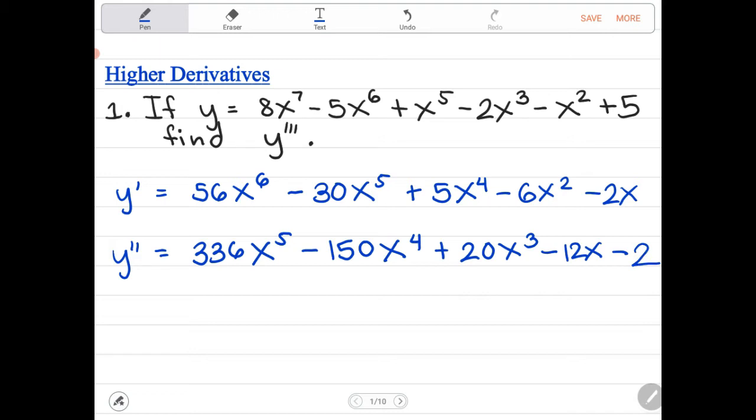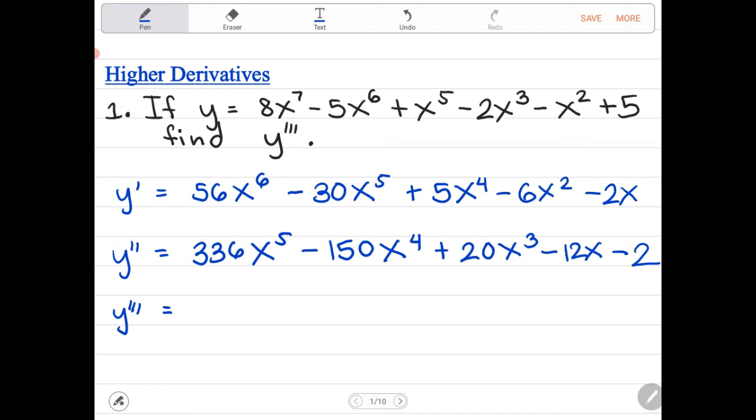Then for the third derivative, okay, for the third derivative, we are going to get the derivative of the second derivative. So sequence lang siya. From first derivative, we can get the second derivative. From the second derivative, we can get the third derivative, and so on until we get the desired derivative.